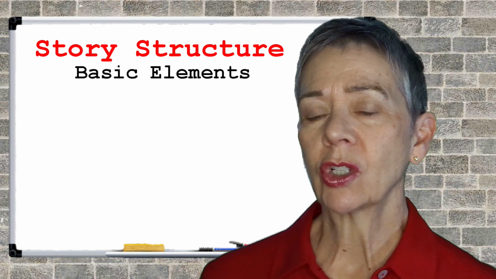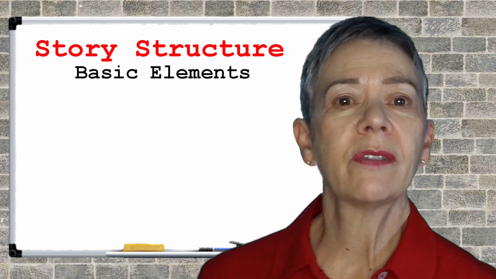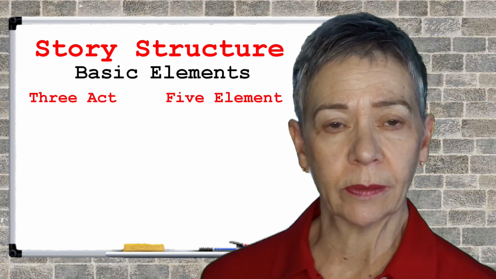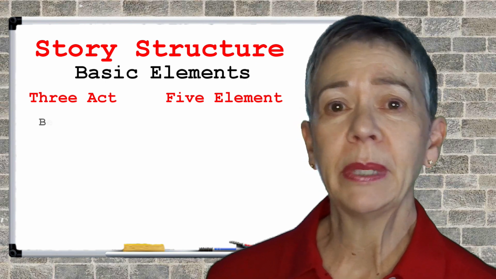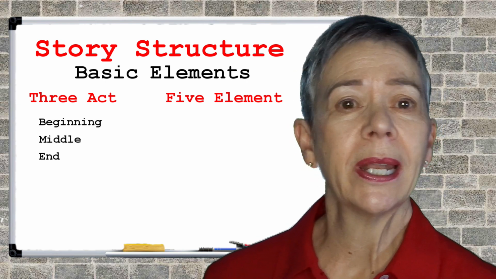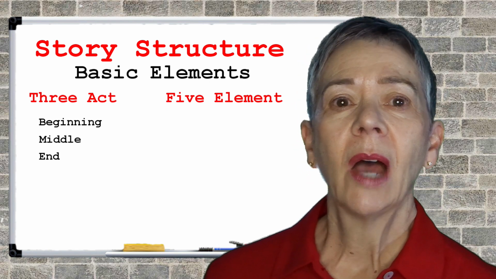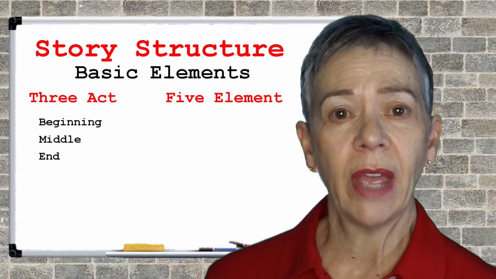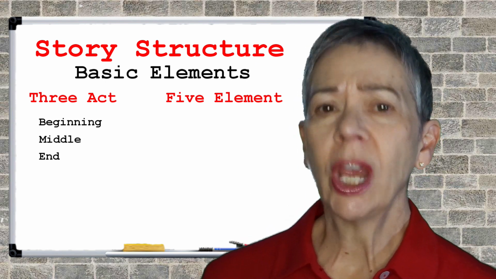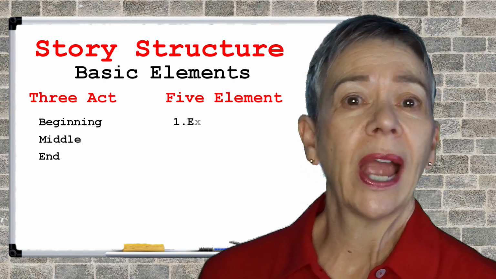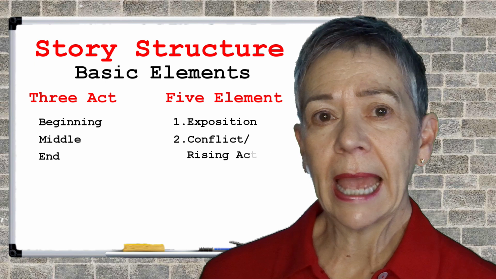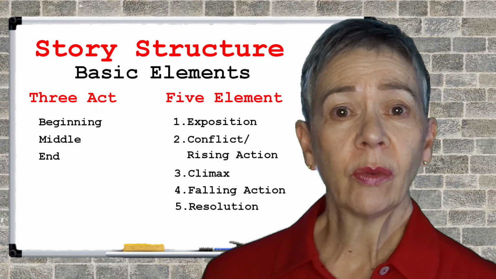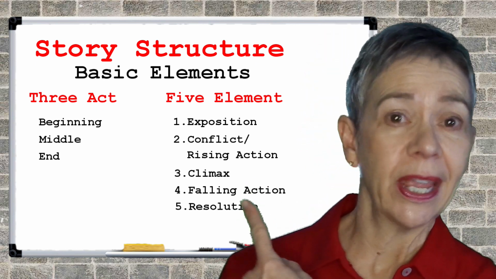If you look up story structure online, you're going to find hundreds, if not thousands, of different variations on the 3-act, 5-element story structure. Now, the 3 acts, those are very simple. Beginning, middle, end. Sounds reasonable. If you write an essay, you have a beginning, a middle, and an end. However, when you're writing a story, the story structure also has theoretically 5 elements to it. Those 5 elements, generally speaking, from most people's perspectives, are exposition, conflict, rising action, climax, falling action, and resolution.